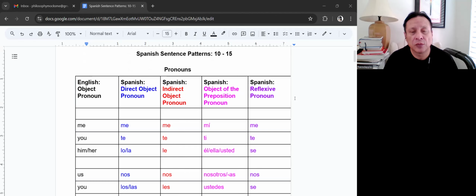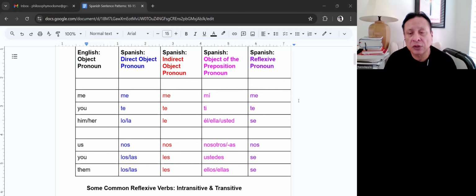This is going to be the Spanish sentence patterns, what I've just arbitrarily labeled 10 through 15. So six patterns. And again, some of them are just variances of other patterns. Okay, so before we get started, let me scroll a little bit here.